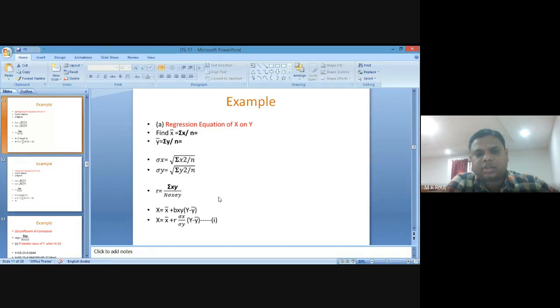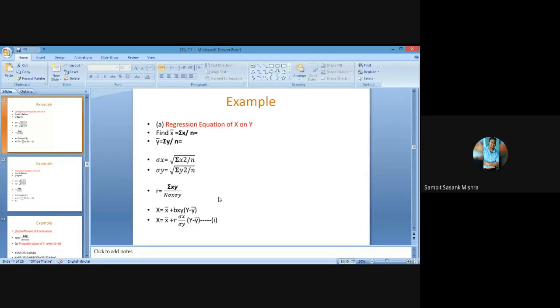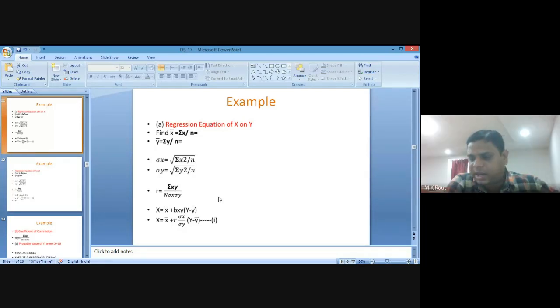I repeat, the summation of xy equals minus 0.394. You can drop your answer on the chat box. Let's ask others who have already finished.